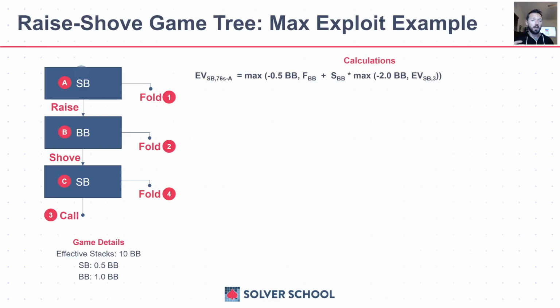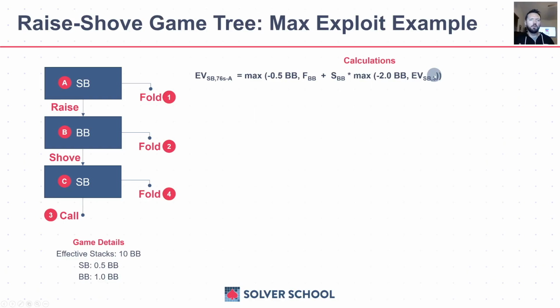We're going to start by plugging this into our calculation. So we have this formula here to understand what's the expectation value of our small blind here at A with 7-6 of spades. We start off with this nested max statement. It's based off of the maximum value of the first decision we have here, which is the maximum value of minus 0.5 big blinds, or this longer equation, which has another max value here.